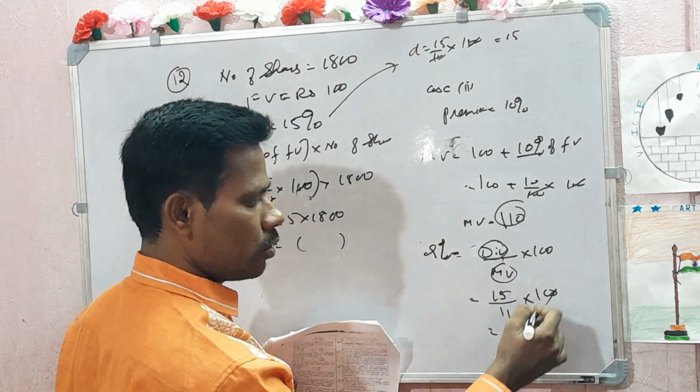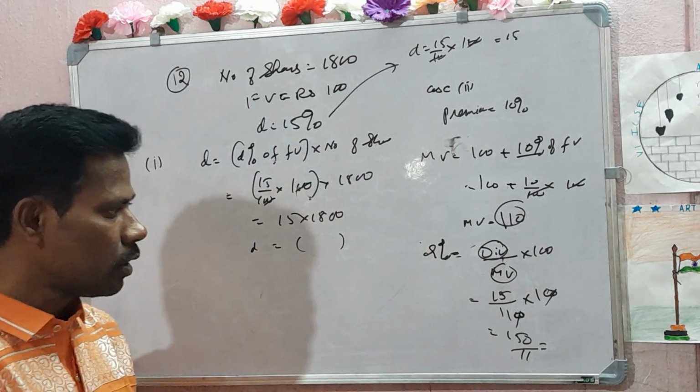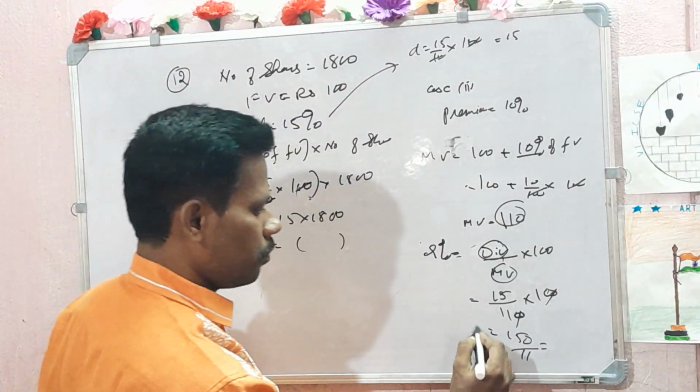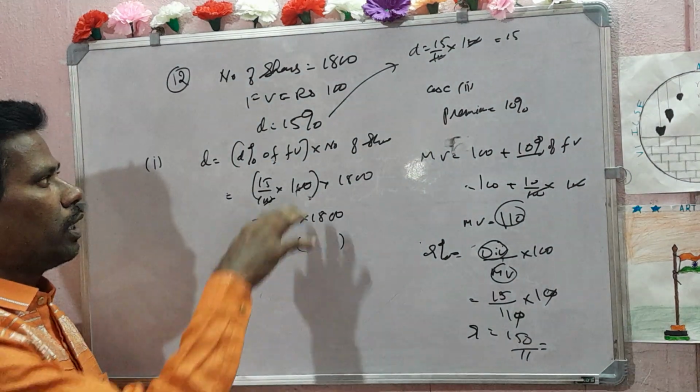So 11000 cancel. 15 10, the 150 by 11. That you simplify by yourself. So rate percentage is this. So very simple question. So annual dividend they are asking.